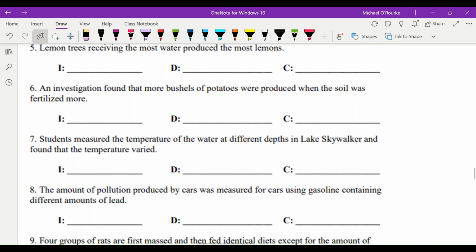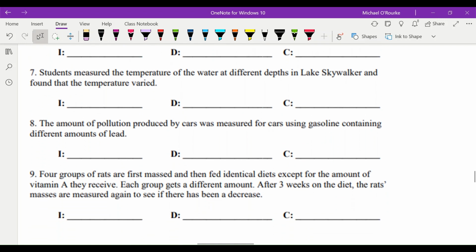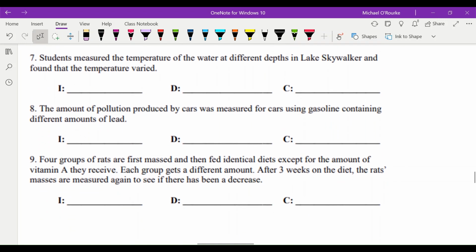So let's go down to the next one. Which one depends on what? The temperature of the water, or what's that here? The depth of the water and the temperature. So does temperature depend on the depth of the water, or the depth of the water depend on temperature? It works out that the temperature depends on the depth of the water.